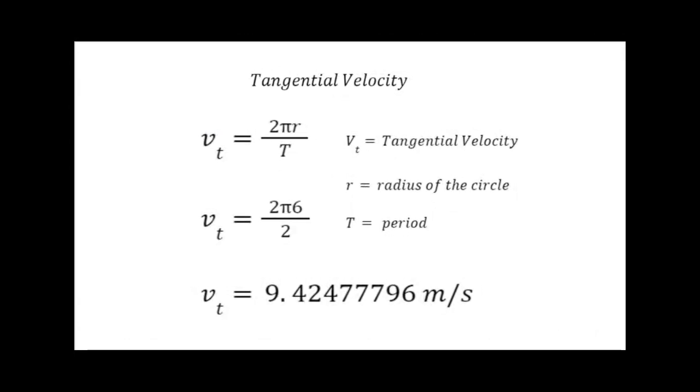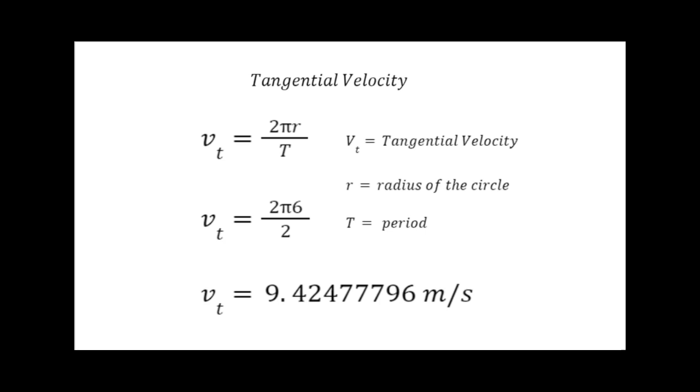To start, let's find the tangential velocity. But first, we will need some variables and a definition for uniform circular motion. Uniform circular motion is when an object is traveling in a circle at a constant speed. Now let's find the variables we need. Google tells us that the radius of the loop is about 6 meters, and when watching the video, you can see that the loop takes around 2 seconds to complete.